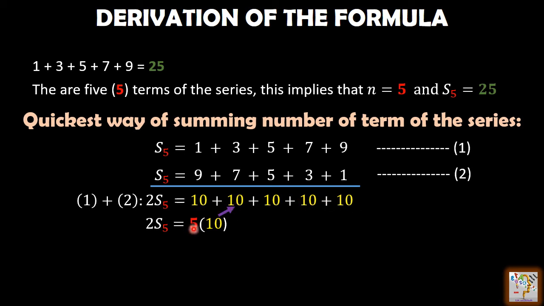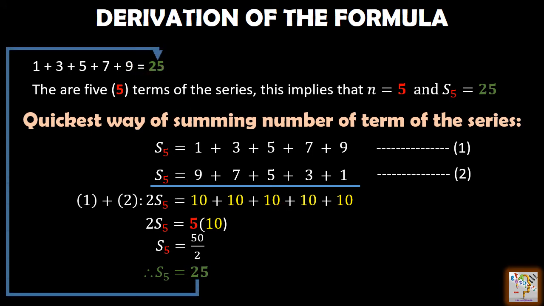So when you say 5 multiplied by 10, it will give you 50. But we are not interested in 2S5. We are interested in S5. Therefore, we can divide both sides by 2. Then we have S5 is equal to 50 divided by 2, which will give us 25. This 25 is the one that you see here. Maybe let me draw a line so that you see what I'm talking about. So the 25 is the same 25.